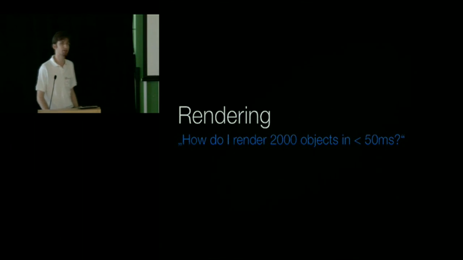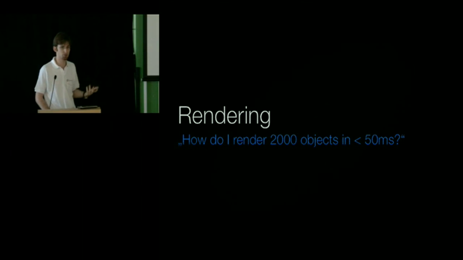So first of all, rendering. Rendering is the most important topic of all. How do you render 2,000 objects onto a map, right? 2,000 houses or tiles or whatever. How do you do that so that it is speedy? In our tests, in our experiments, we're trying to render 2,000 elements in less than 50 milliseconds, which is quite insane. But that's what we wanted to achieve.